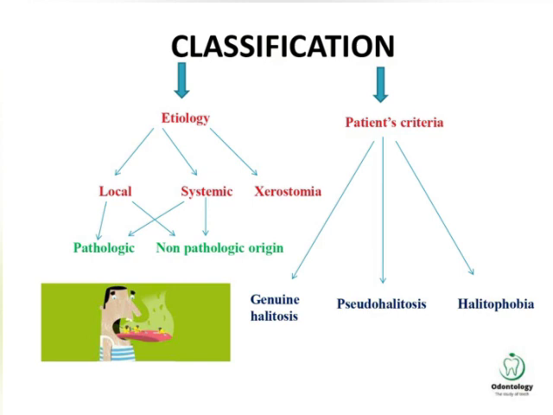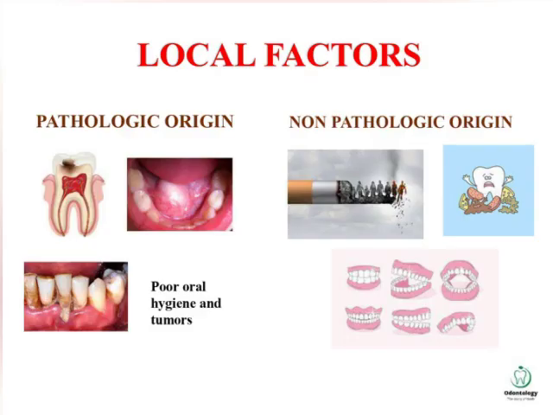Moving on to the local factor under pathological origin: extensive caries, cysts and tumors, poor oral hygiene and periodontal problems also lead to an increase in the number of microorganisms, which results in halitosis. Under non-pathological origin, habits like smoking, dentures and accumulation of food result in halitosis.